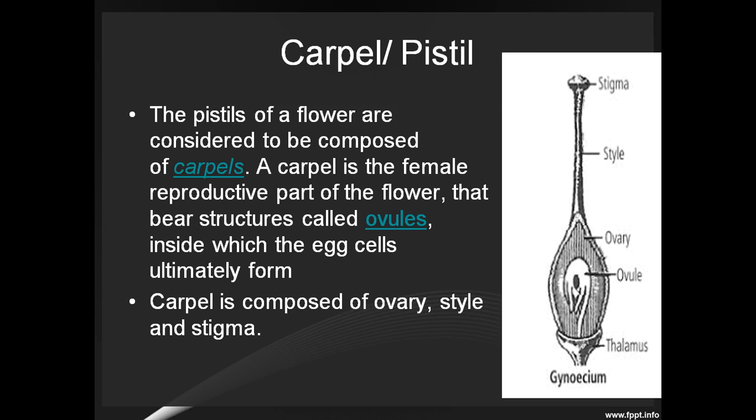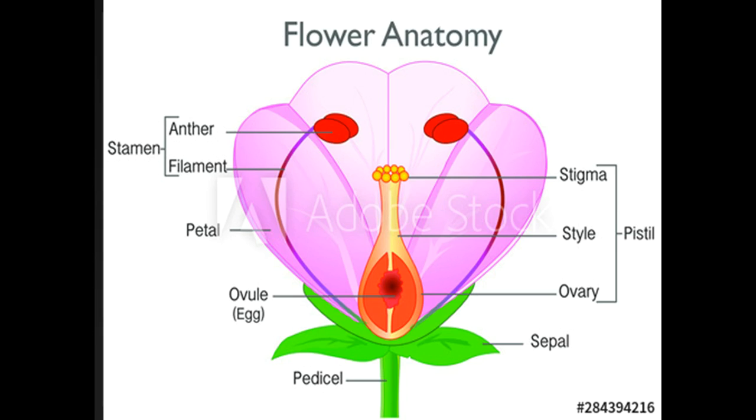The uppermost part on which pollen grains fall or land is called the stigma. Stigma leads to the ovule or ovary with the help of a stalk-like structure called the style, and the lower swollen part of the gynoecium or the carpel is known as the ovary. Inside the ovary there are ovules, and inside the ovule there are egg cells.